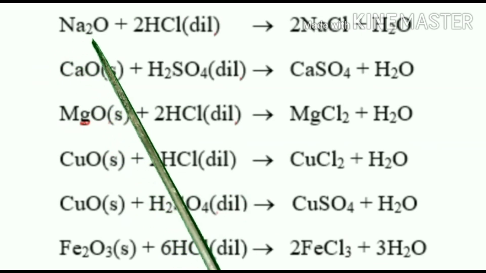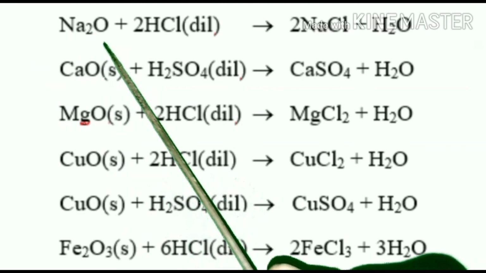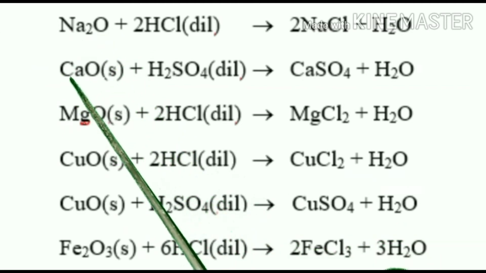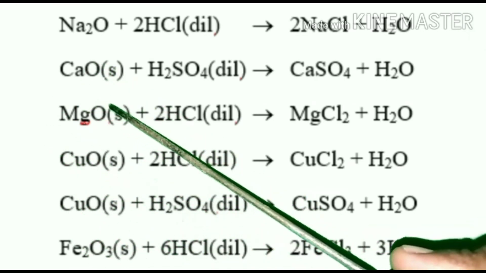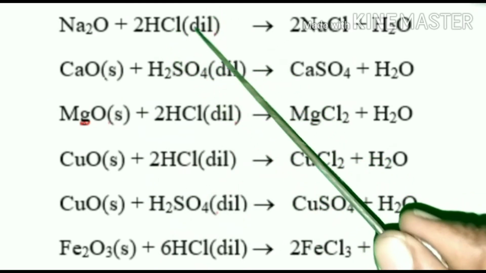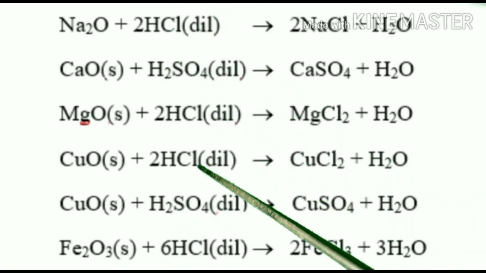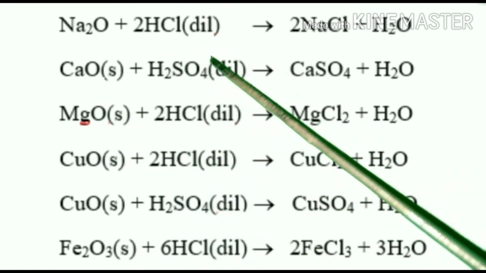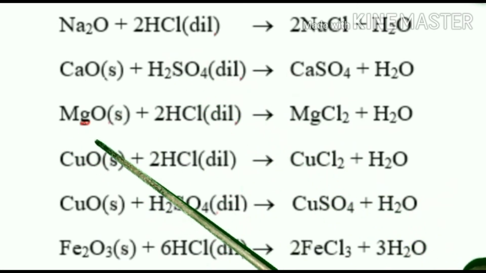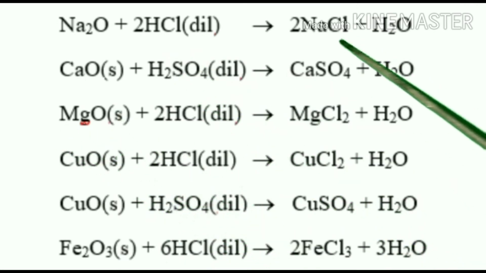Children, here you can see some chemical equations in which sodium oxide, calcium oxide, magnesium oxide, copper oxide, iron oxide are reacting with hydrochloric acid and sulfuric acid. So these are examples of the reaction between acids and metal oxides. So they are resulting in the formation of salts.